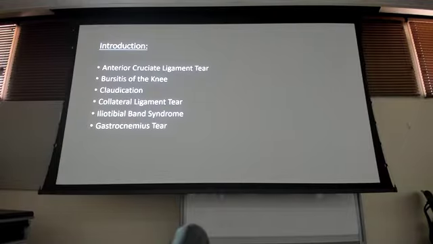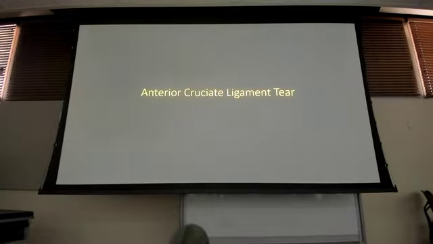Okay. Anterior cruciate ligament, bursitis of the knee, claudication. You guys have learned about vascular and neurologic claudication already, right? They keep sliding this into my lectures. I can't do anything about it because it kind of goes with MSK. But are we talking about neurogenic or vascular when it comes to ortho? Who knows, right? They could both exist. Collateral ligament tear, IT band syndrome, we'll get more into that, and gastrocnemius tears, okay?